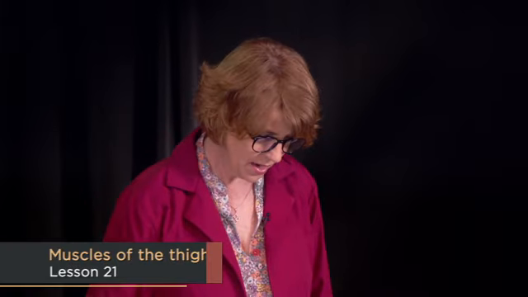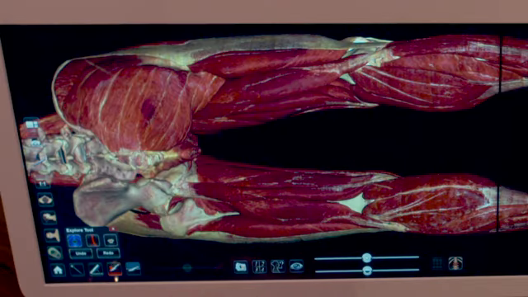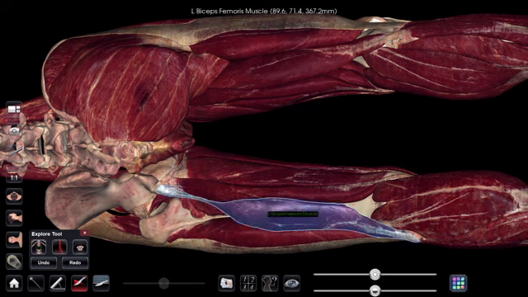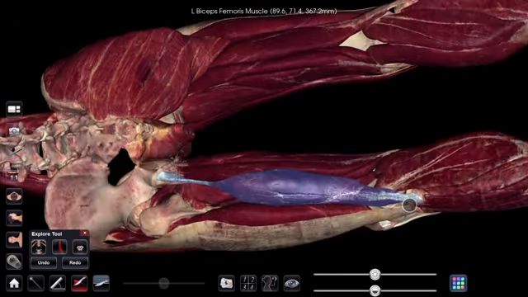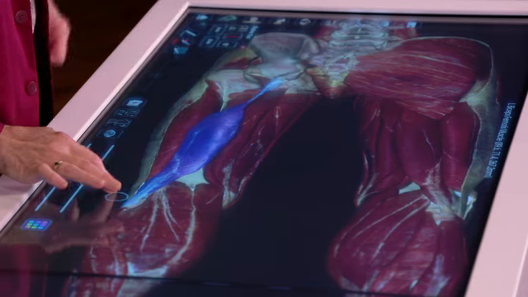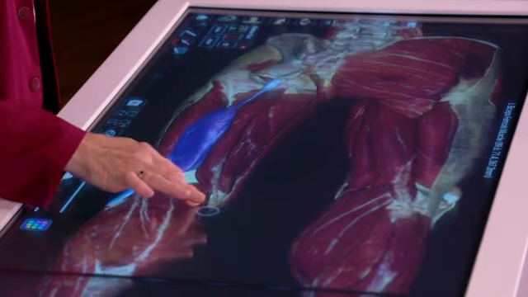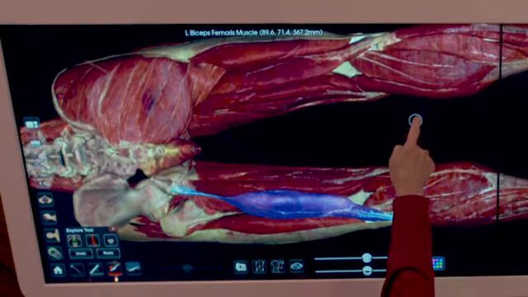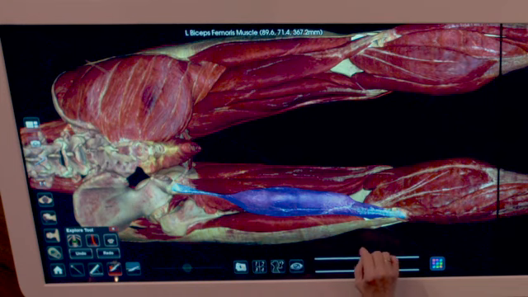If we transition to the posterior thigh, we see the hamstring muscles. And remember, they take origin off the ischial tuberosity. We can see laterally the biceps femoris muscle. It has two heads. The long head comes off of the ischial tuberosity, while the short head comes off of the linea aspera at the posterior thigh.